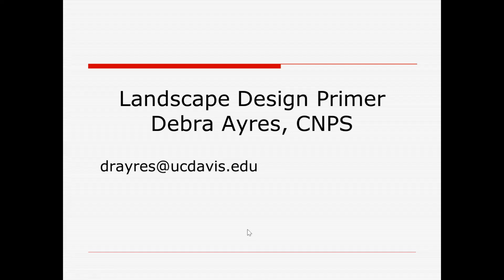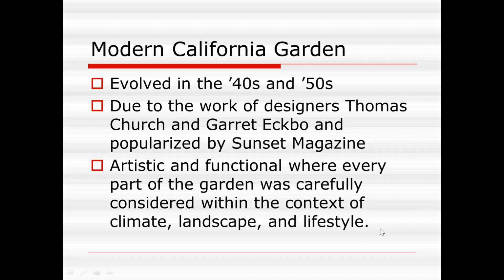Our modern California gardens have evolved from work by Thomas Church and Garrett Eckbo in the 40s and the 50s. The description of their goals for a landscape is pretty much the description of what I would do in a landscape design, and possibly other landscape designers would as well. The focus is on functionality and artistry, where every part of the garden is carefully considered within the context of the climate and the landscape, so much lifetime. Do the work of design.